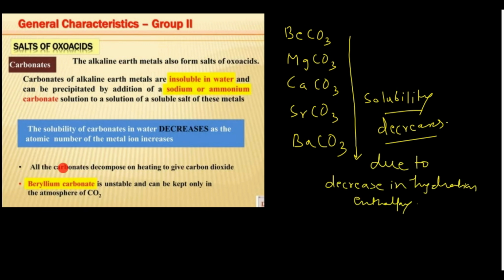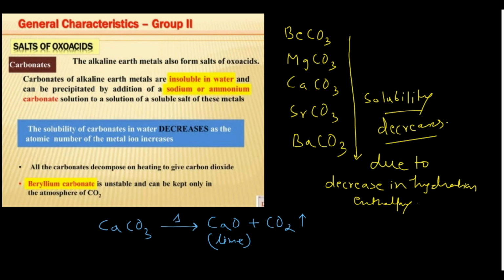And then you can see all the carbonates decompose on heating to give carbon dioxide. Again you should remember this, and I can take the example of calcium carbonate. If I heat this calcium carbonate, please remember it is something very, very important, it will decompose to calcium oxide with the liberation of carbon dioxide gas. So this is a very, very important reaction. Why? Because calcium oxide is also known as lime. So if you want to produce lime, you can produce it by the decomposition of calcium carbonate.